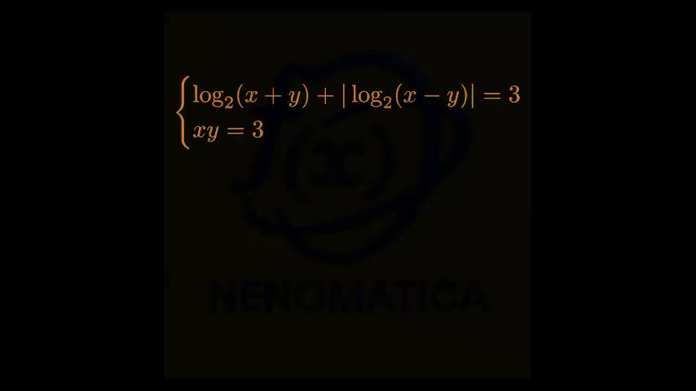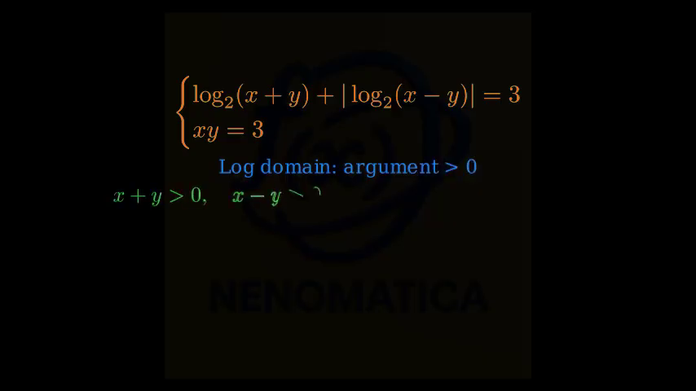In this lesson, we will solve a logarithmic system with an absolute value following a clear, case-based algorithm. First, here is the problem statement. Step 1. Establish the domain. For any logarithm to be defined, its argument must be strictly positive. Therefore, both x plus y and x minus y must be greater than 0.